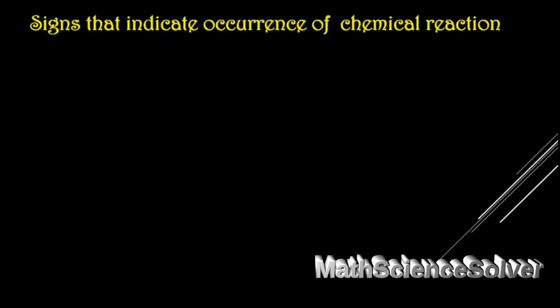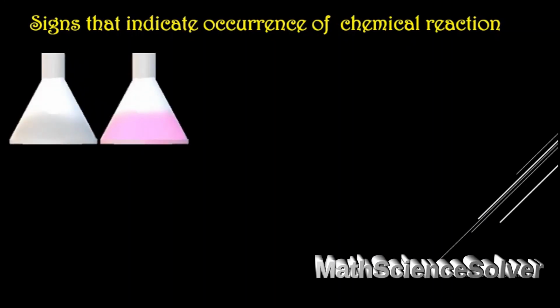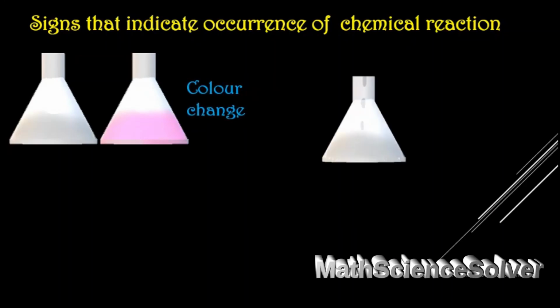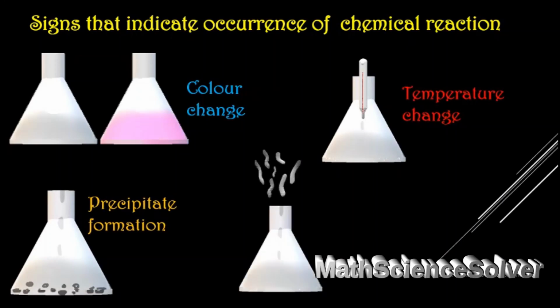So what are the signs that indicate there is some chemical reaction? What indicates that a substance has undergone some chemical reaction? First thing is color change. You might find some change in the color. You might find some temperature change. There might be a precipitate that forms, or there might be gas liberation. All these four are very general indications of chemical reaction.